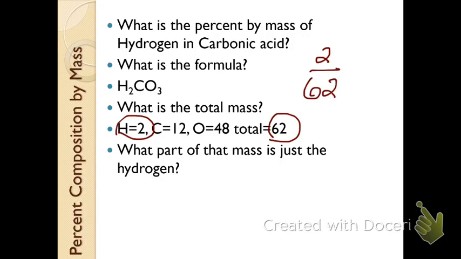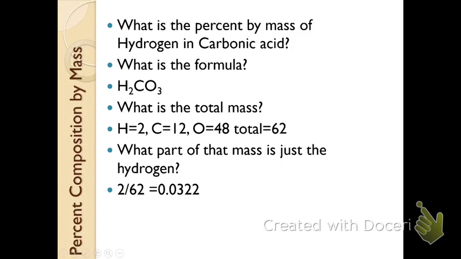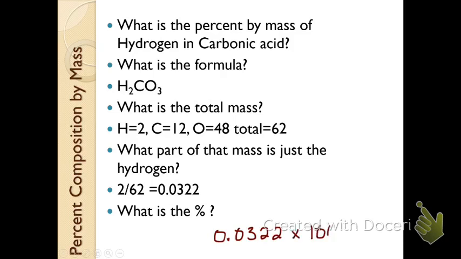So clear your calculator, put 2 divided by 62, and let's check and see if we have the right answer. Did you get 0.0322? If so, you're absolutely correct. Again, remember that's the number of grams out of 62 grams, but we want percent. So to calculate the percent of that, we would need to take our 0.0322 and multiply that by 100.